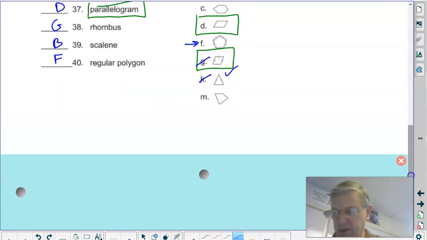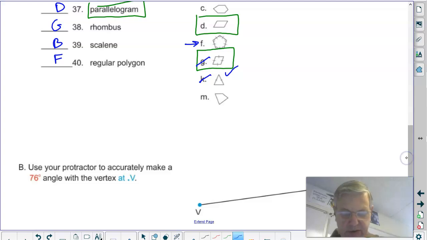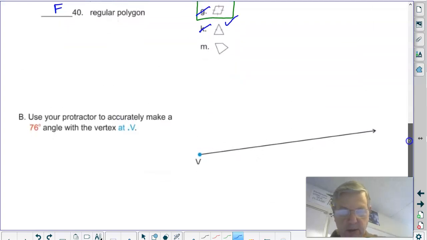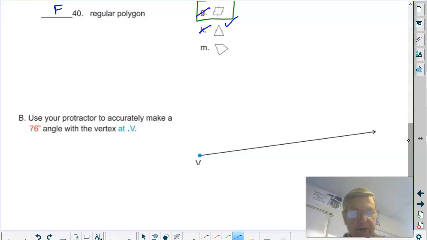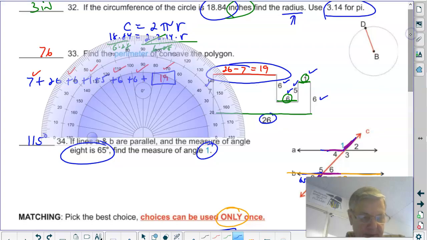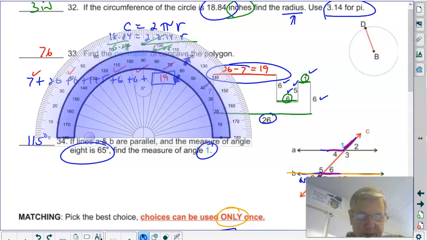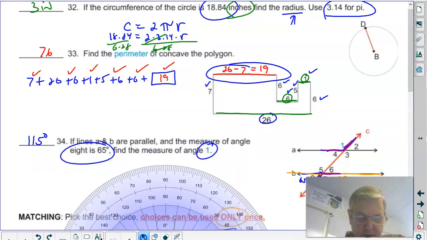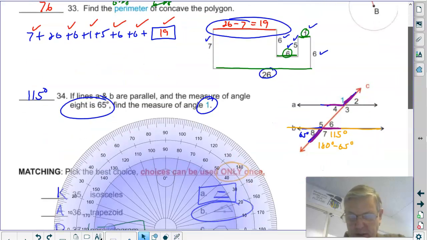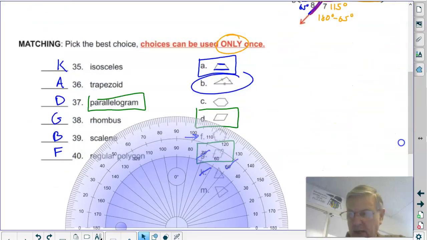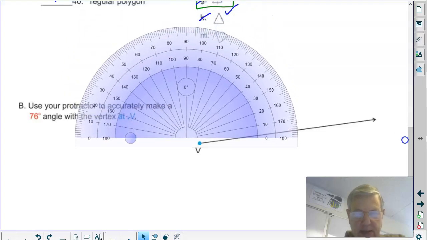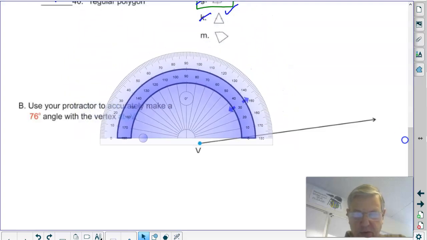I think we got just the bonus left. Yeah, awesome. All right. Use your protractor to accurately make a 76-degree angle with the vertex at point V. Okay, let me grab my protractor. All right, I think it's all the way up the top. It is. All right, let's bring it down. Whoops, shrunk it. Honey, I shrunk the kids. All right, bring it down. Actually, I need to shrink it now. Let's make it smaller right there.